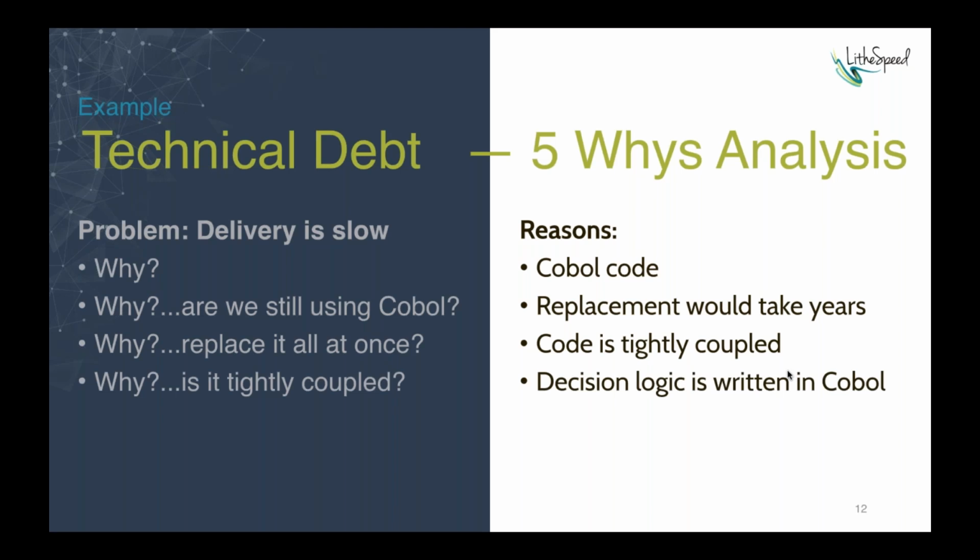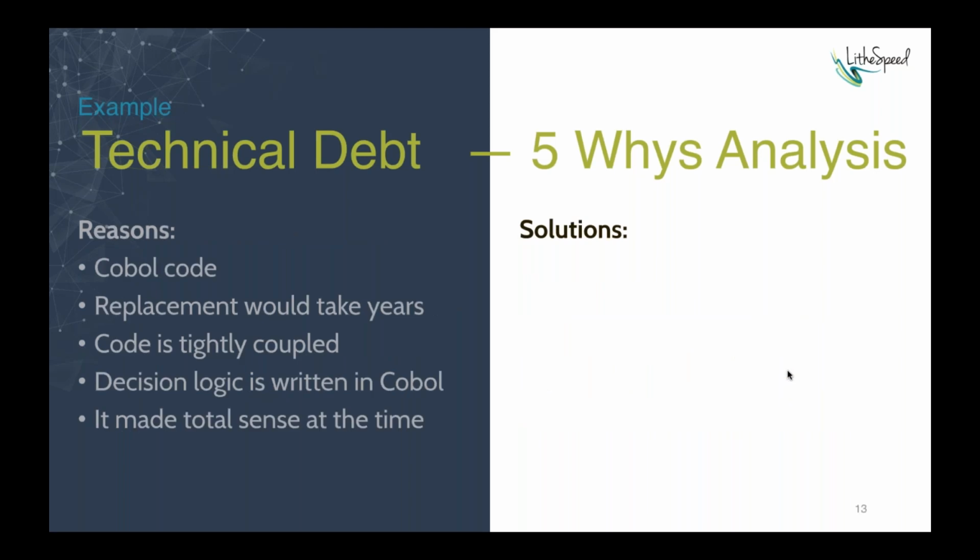Well, because the decision logic was written into COBOL. So then we can ask ourselves a question there and say, well, why is that the case? Or is there something we can do about that? It made sense at the time, but we're in a new place right now. And could we restructure this? So by drilling down into this kind of 5 whys and looking at how we got to where we are, we can start to come up with possible solutions for this. So we would work backwards from this.